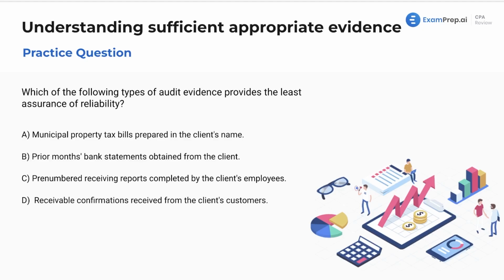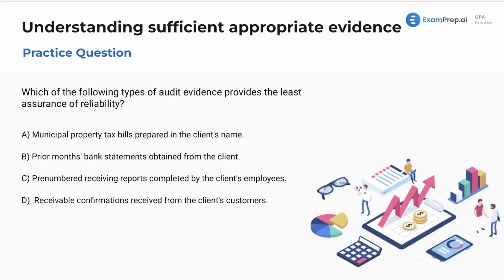Meaning maybe it's their own cash reconciliation. That comes directly from the client, and as such, I would not put a lot of reliability on that. So that's generally what I'm thinking before even reading the explanations, the answers here.